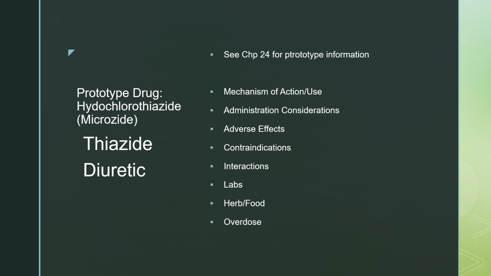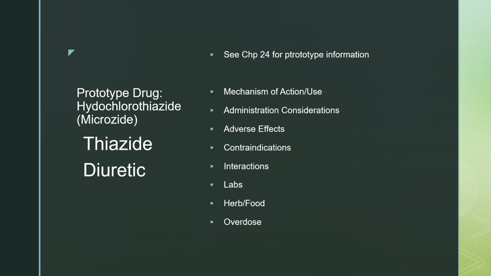All right, so for our next prototype drug, we're going to talk about hydrochlorothiazide, or HCTZ. Again, the prototype box is located in chapter 24. Before we begin, we want to overview some key assessment and monitoring points for thiazide-like diuretics. Always monitor laboratory values to include a CBC and electrolytes. We need to monitor blood glucose and uric acid levels. With this medication, you may possibly need to increase potassium in the diet or with supplements.